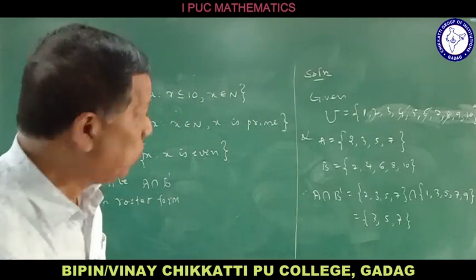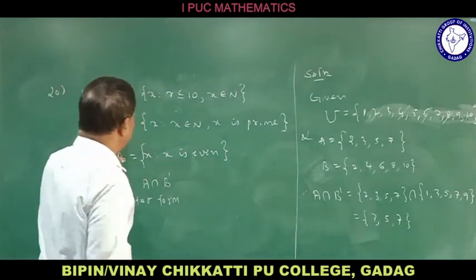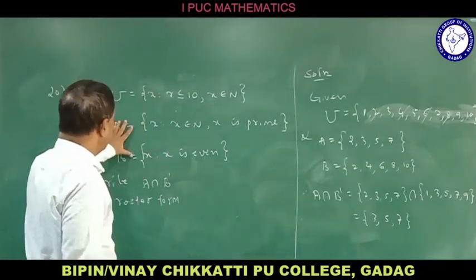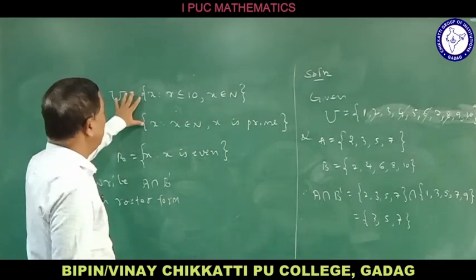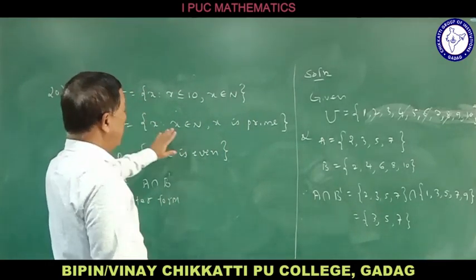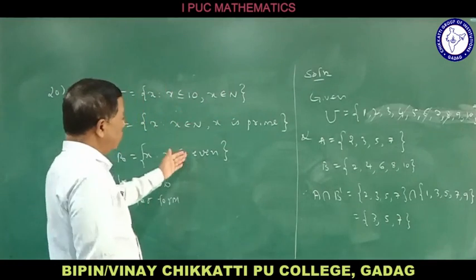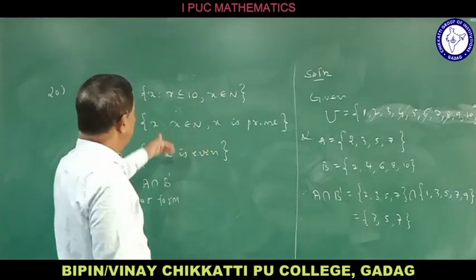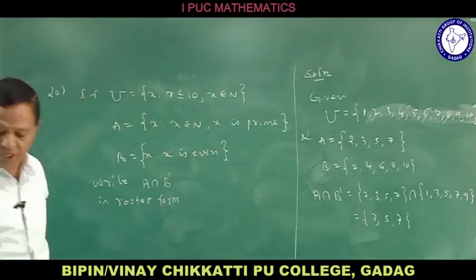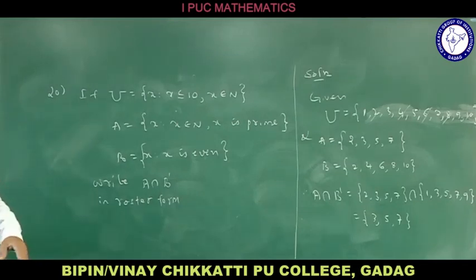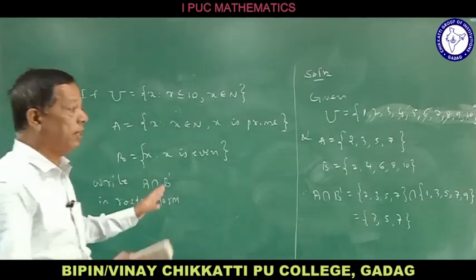Only the thing is you can understand, while writing A and B, you think that these are subsets of the universal set. Don't ask the question that so many primes are there, so many even numbers are there. These can never be greater than the universal set. The universal set is a superset of all the sets given under consideration.